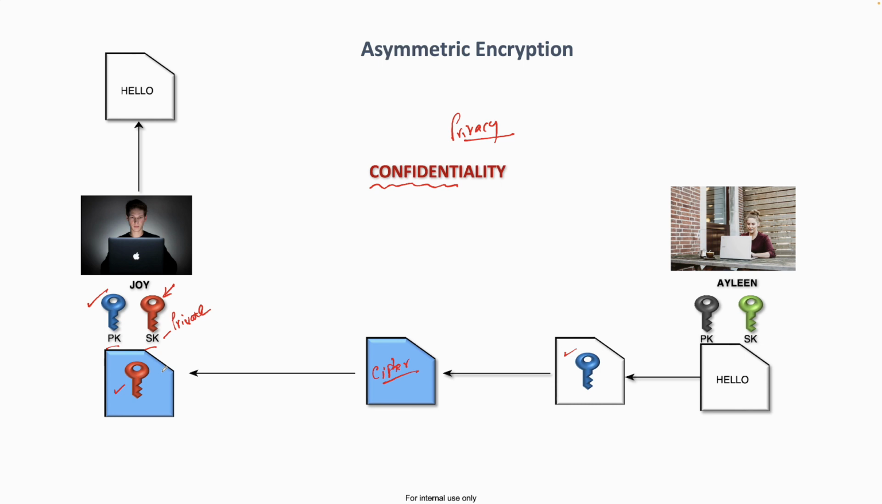Why? Again, I'm telling you, because it was encrypted using Joy's public key, it has to be decrypted by Joy's private key. And the only person in the entire world who would have Joy's secret key or Joy's private key is Joy himself.